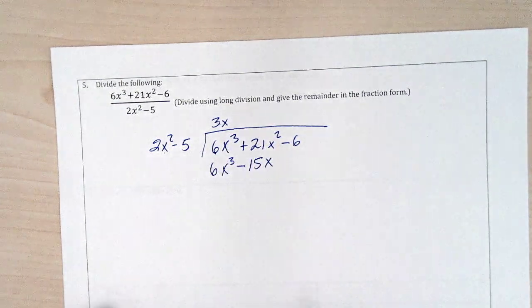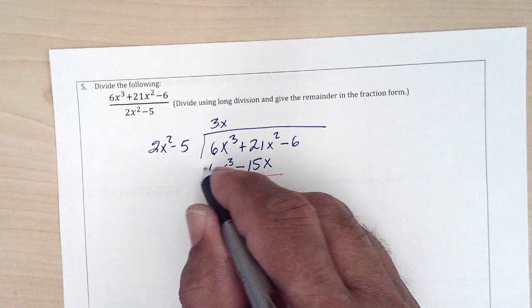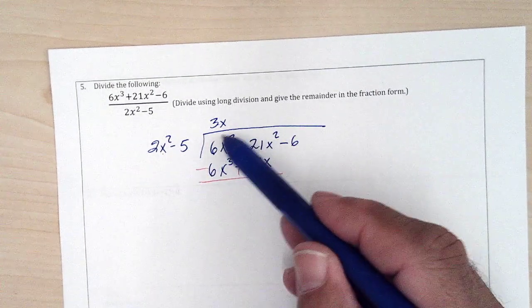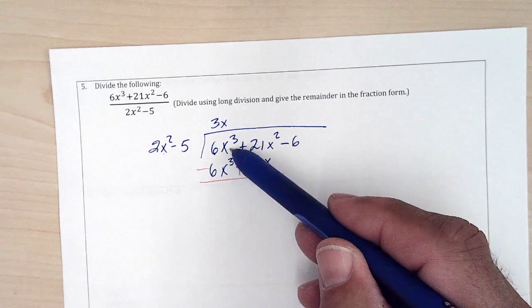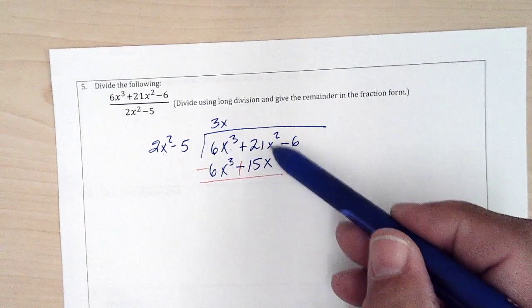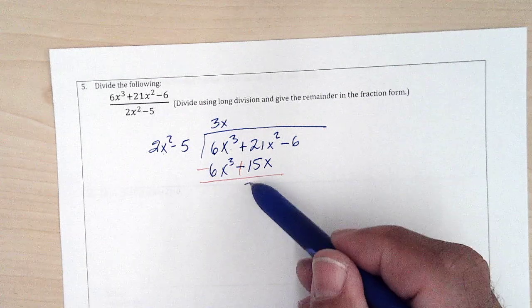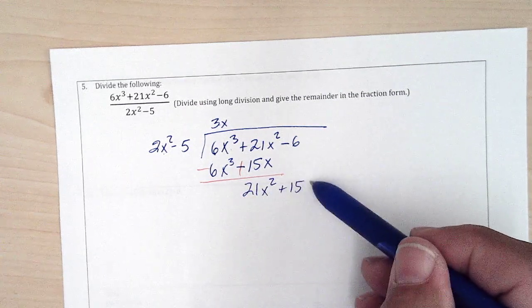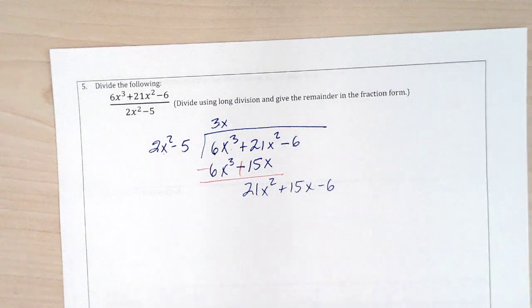15x. And then my saying is, draw the line, change the signs, so we can add like terms. These are like terms, they add up to be 0. These are not like terms, so I get 21x squared plus 15x minus 6.